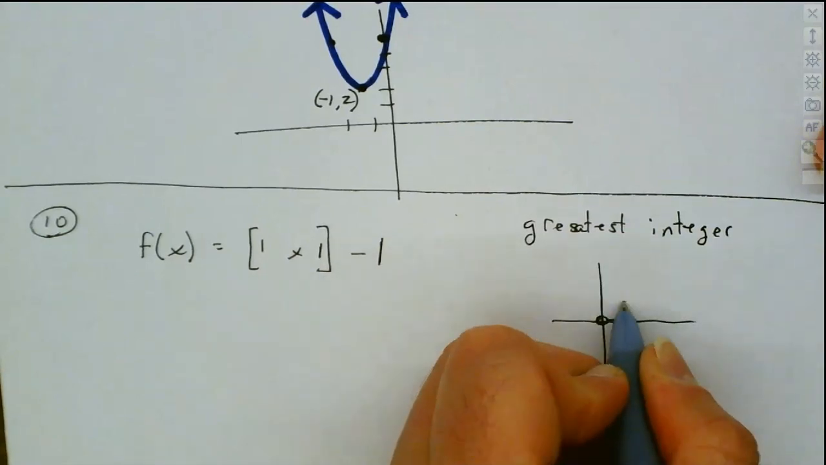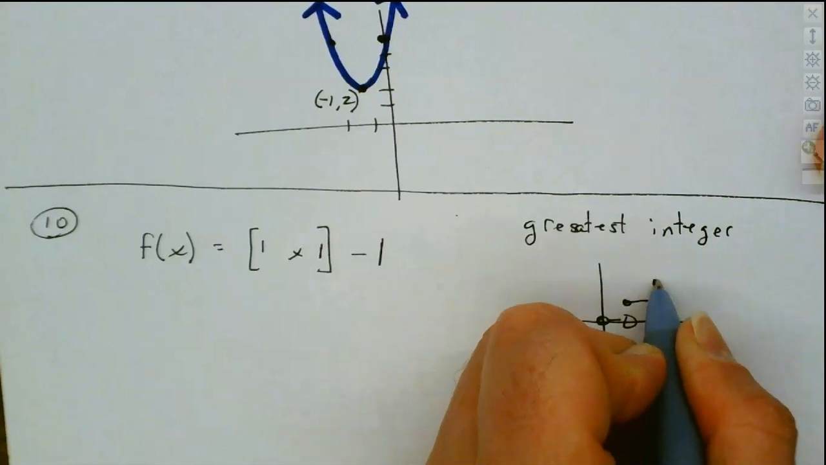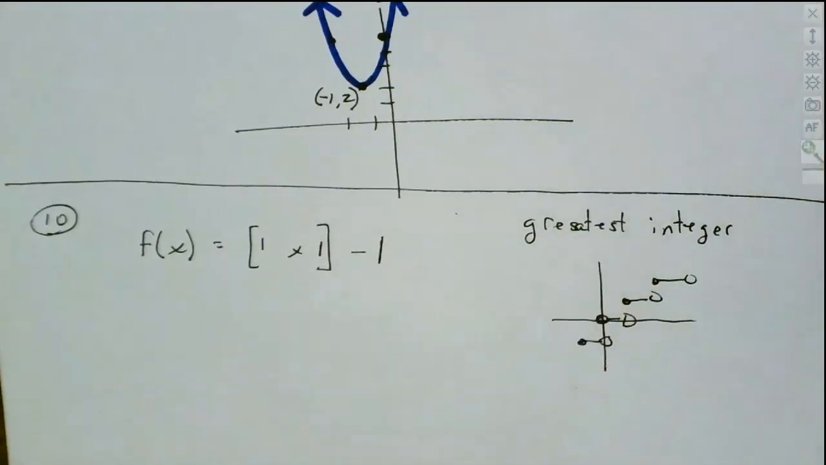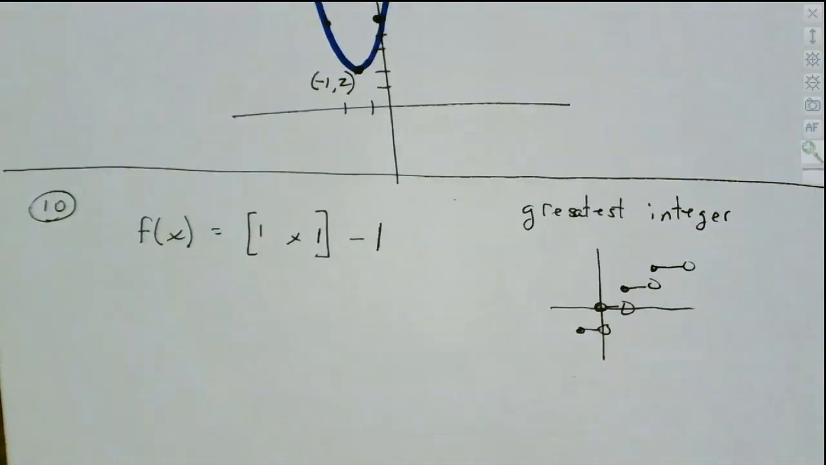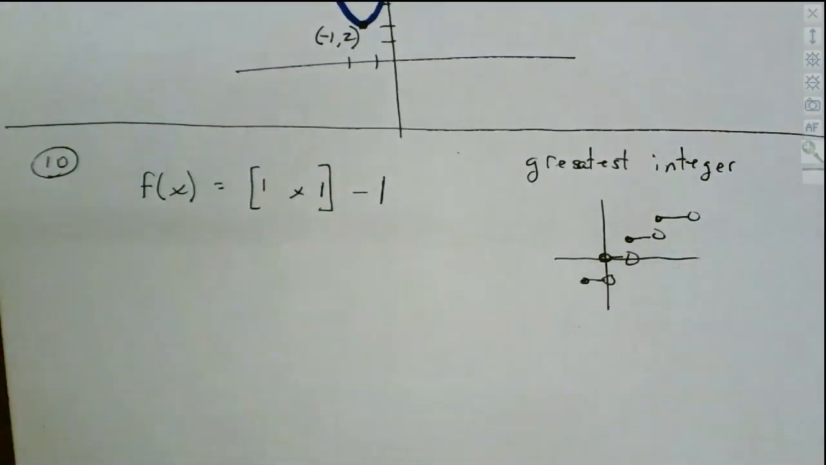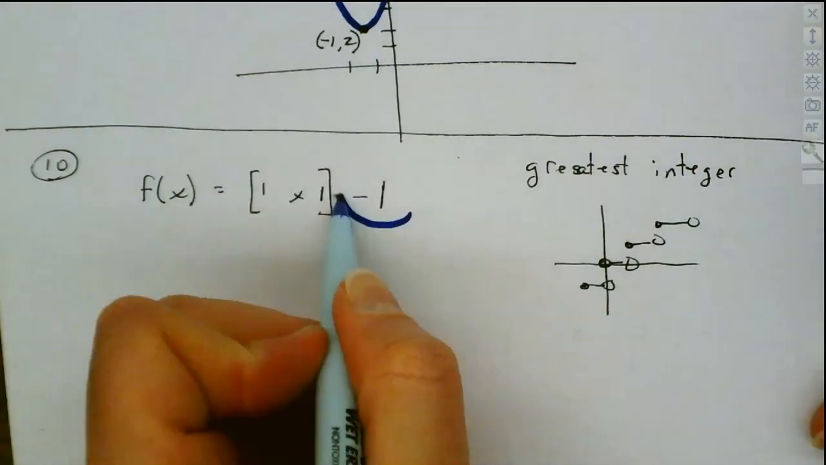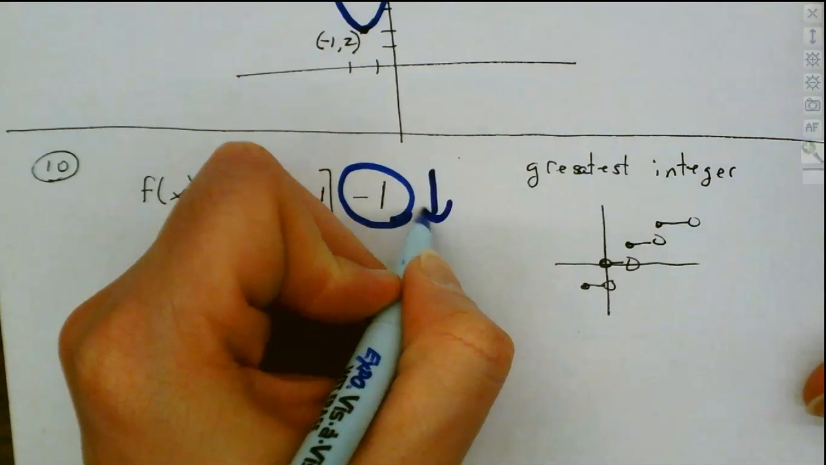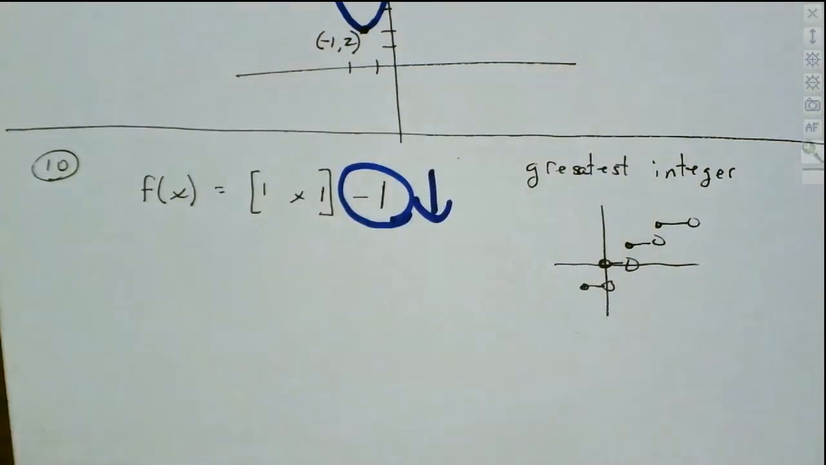It looks like a case of stairs. So we know it needs to look like a case of stairs. Now, one thing we have to remember with the greatest integer is where we start is going to have a closed circle. So very, very important. We always start with a closed circle. And this -1 is outside of the greatest integer bars. So it's on the back. So that's going to make it move down 1 unit.